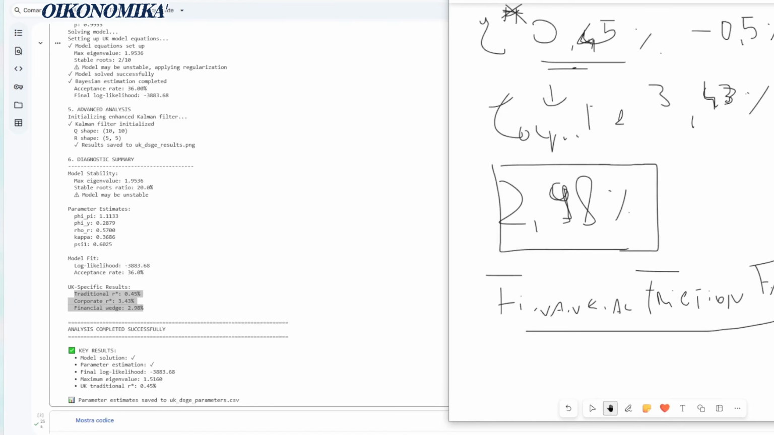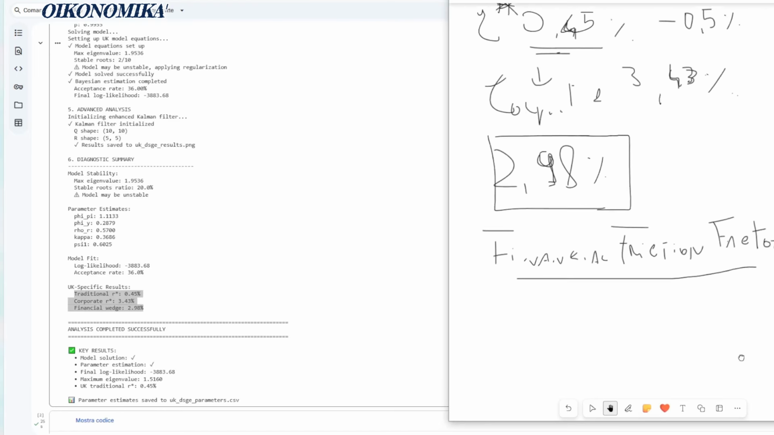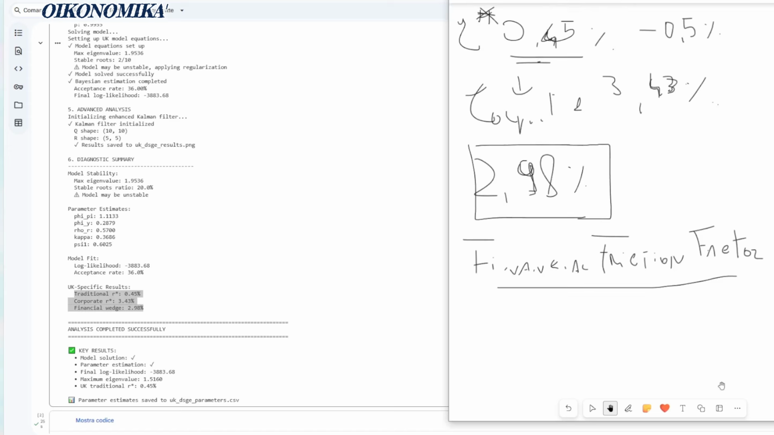It's not because government is not spending, because we saw that government spending does not generate enough economic growth to improve unemployment, but there is a financial friction factor which constrains credit creation into the economy.